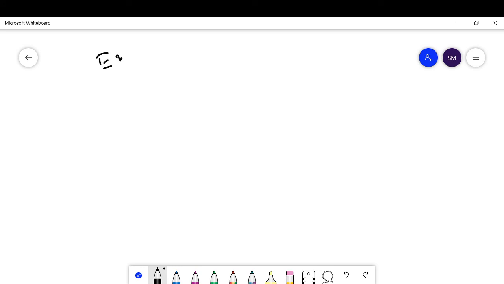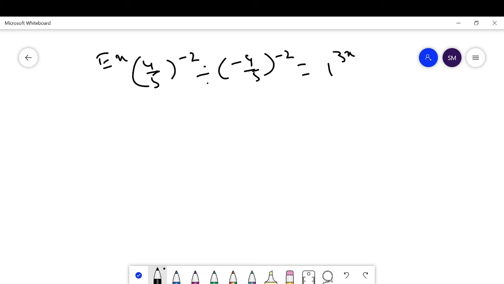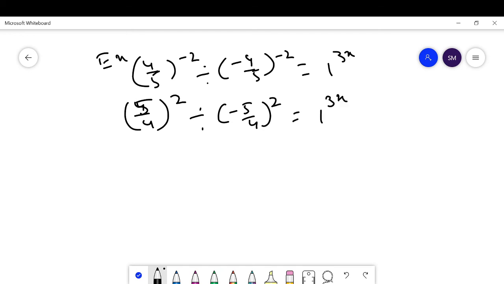Here is another question. 4 by 5 to the power minus 2 divided by minus 4 by 5 to the power minus 2 is equal to 1 to the power 3x. Here 4 by 5 to the power minus 2 can be written as 5 by 4 to the power 2, divided by minus 5 by 4 to the power 2, is equal to 1 to the power 3x.